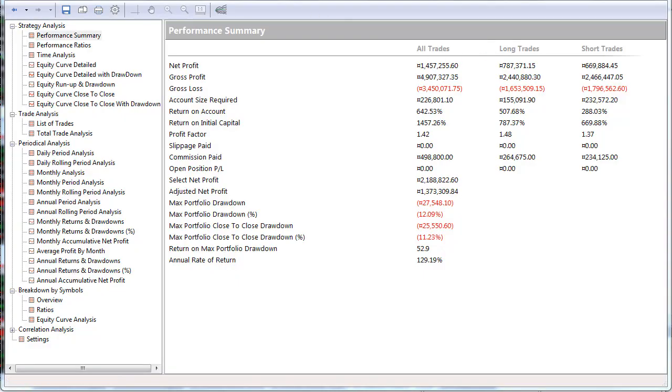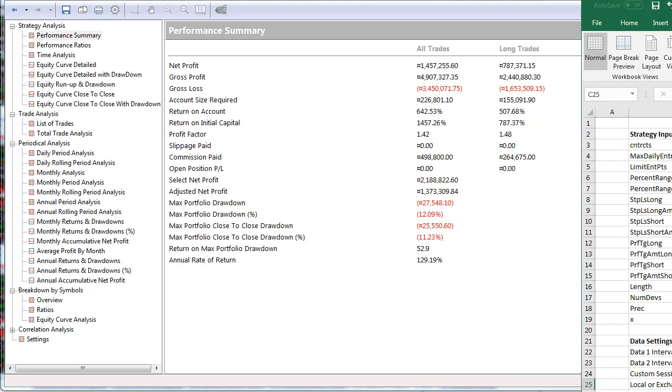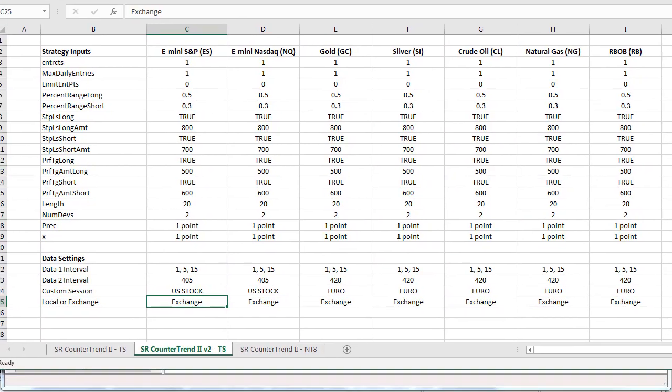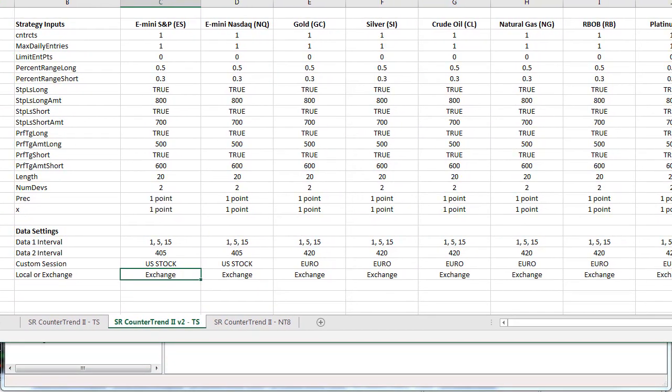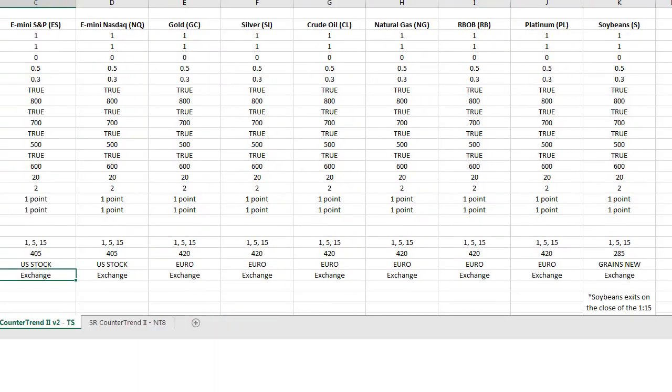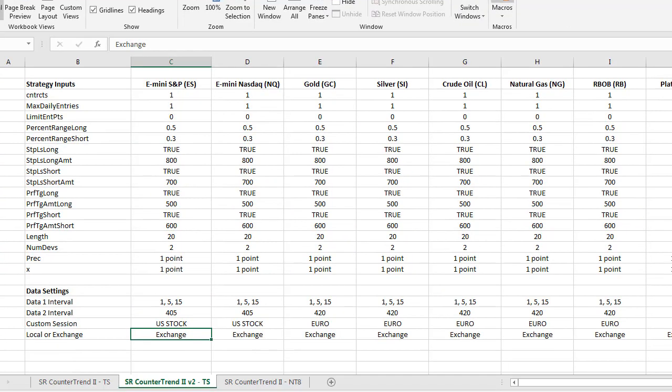So this weekend we finished testing the alternative SR CounterTrend II strategy to have all the same parameters on the same markets, on all markets. So I'm going to show you the inputs for that, and they're very simplified. You will get the update here soon if you have this strategy. But here are the inputs for all the markets, and let's see, they don't all fit on the screen.